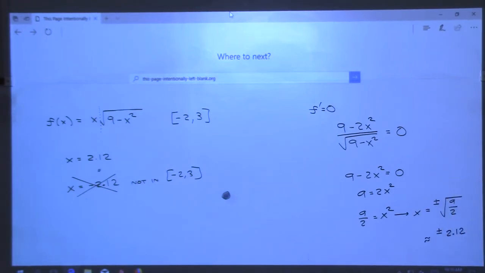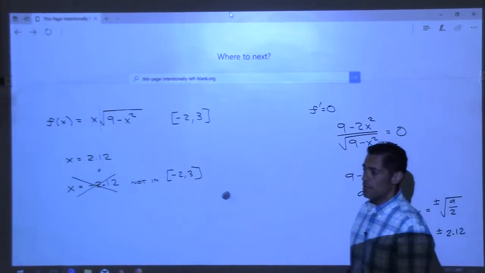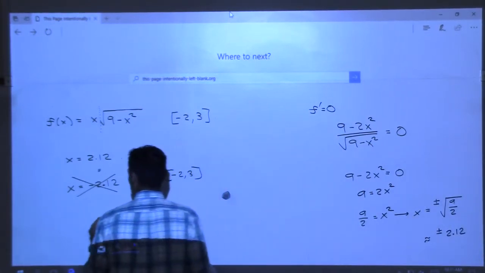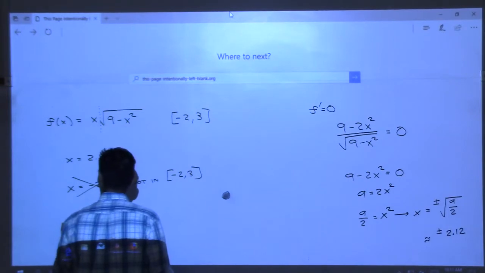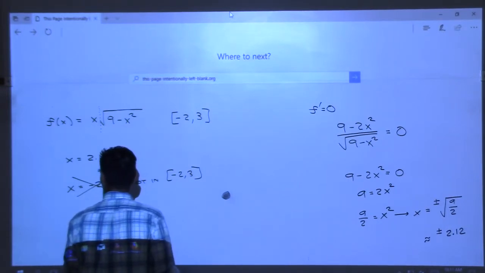Still in step one. What now? I've found the critical numbers. What do I do with them? Plug them into the original function. And I have to plug in all the critical numbers. How many critical numbers did I have? Two.